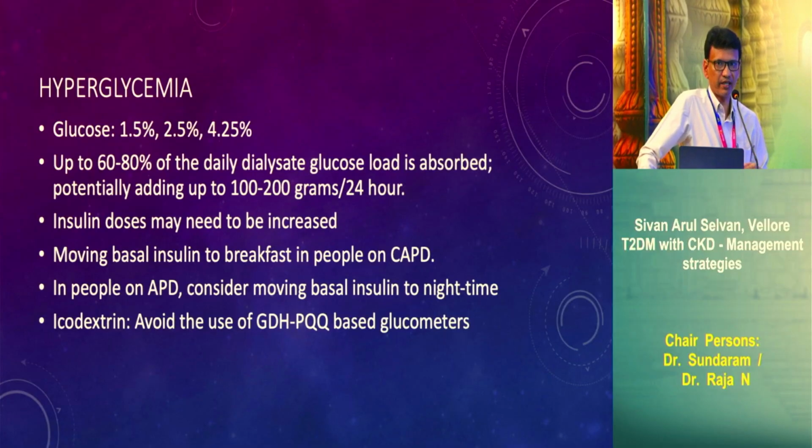So generally the patients will need a higher dose of insulin. How much depends on the individual patient. If the patient is on NPH insulin, you may have to shift the NPH dose to the morning if the patient is on CAPD. If the patient is on automated peritoneal dialysis, they will have a long night dwell time, so we have to shift the basal dose to the night. And if the patient is using icodextrin, a maltose derivative, it can cause falsely positive glucose values in some glucometers, so they may falsely diagnose hyperglycemia. So you should not use glucometers which use GDH-PQQ if the patient is getting icodextrin.